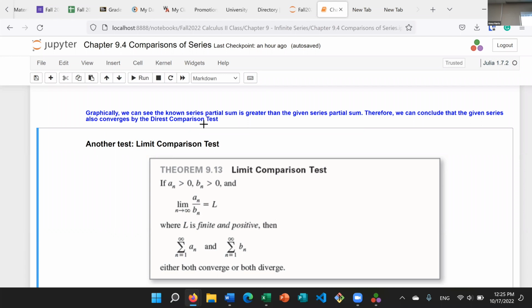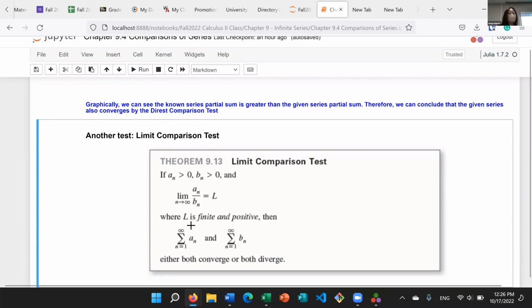So this is even easier than the direct comparison test, because you take a limit and say if this converges, the other one converges. If the other one converges, this one also converges. They have to act the same way. If series A diverges, then series B also diverges. If series A converges, then series B also converges. All right, this is your work that I want you to do right now.